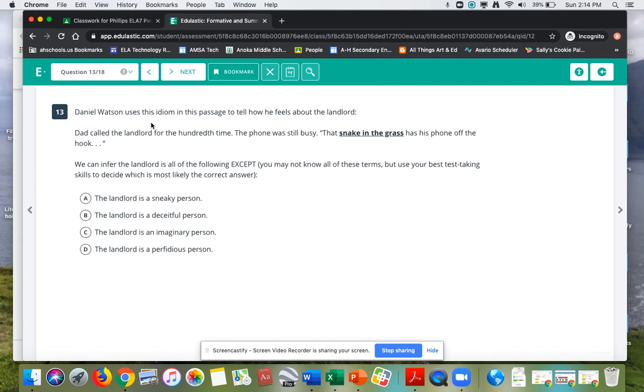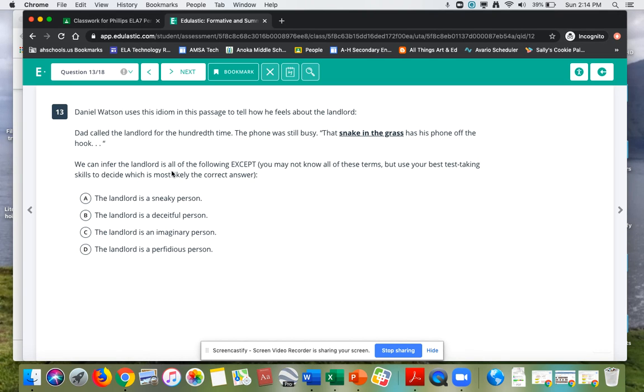Number 13, Daniel Watson uses this idiom in the passage to tell us how he feels about the landlord. You know that an idiom is a commonly used expression. Dad called the landlord for the 100th time. The phone was still busy. That snake in the grass has his phone off the hook. Right? That's from the very first chapter of the book.